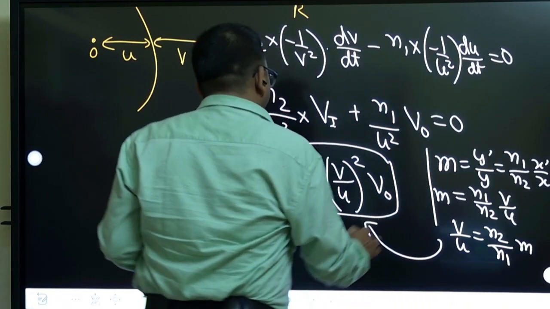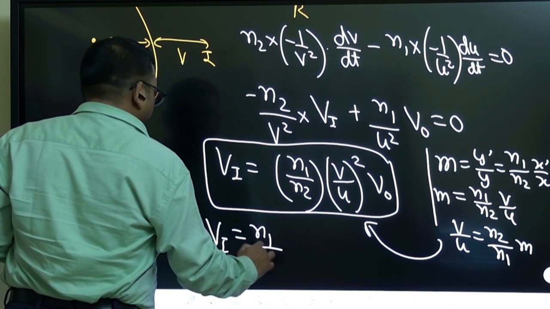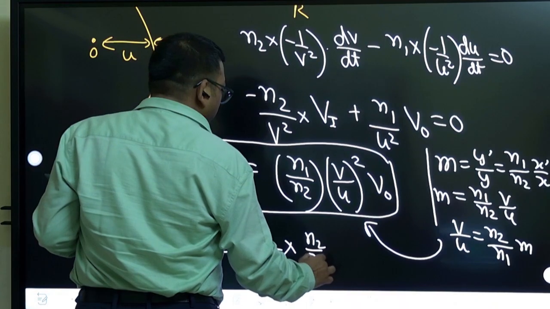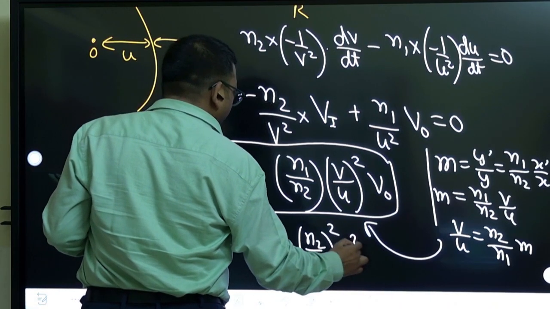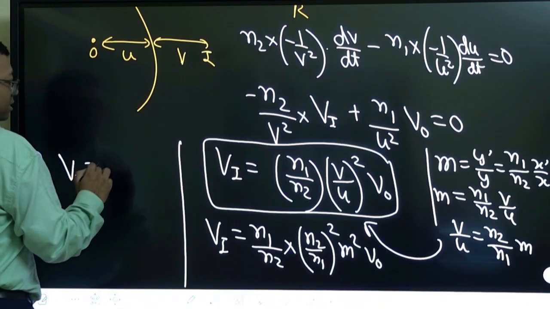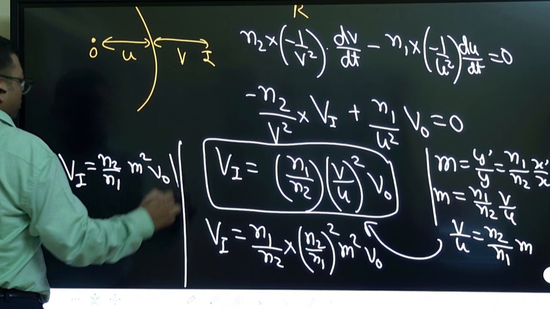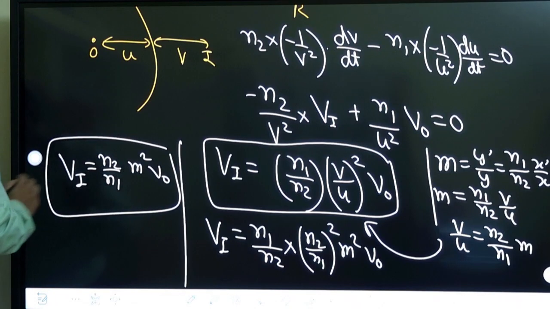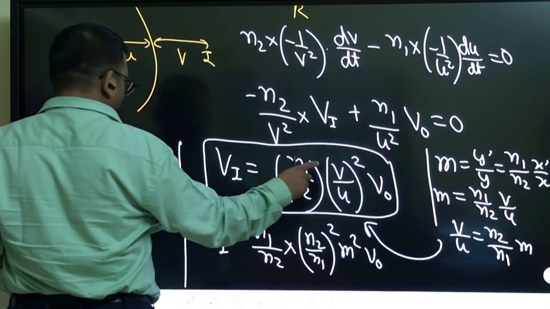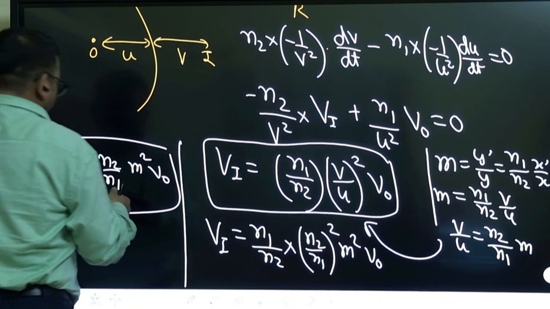Now when we substitute this here, the velocity of image comes as N2 by N1 whole square into M square into V naught. Anyway, this formula is correct. So Vi comes here as N2 by N1 into M square into V naught. This way you can also write it as N1 by N2 into V by U whole square into V naught, or you can write N2 by N1 into M square.